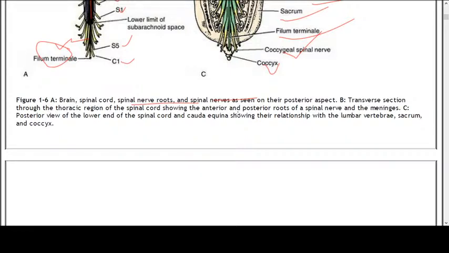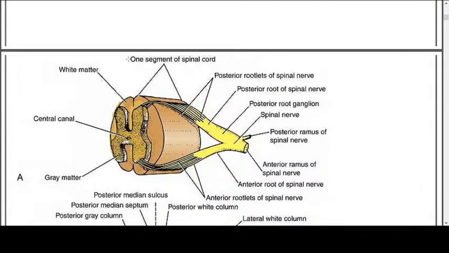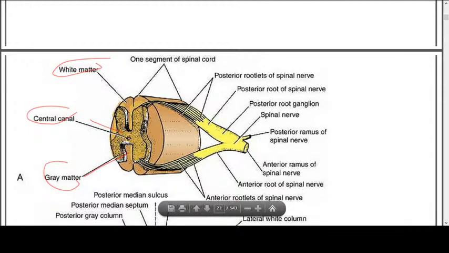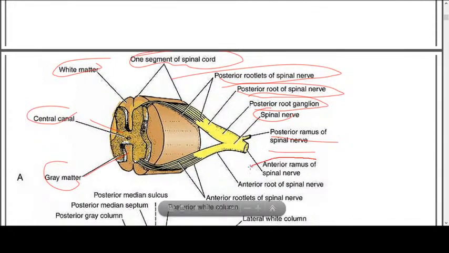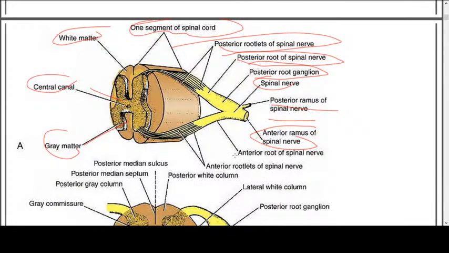Transverse section through the thoracic region of the spinal cord, showing the anterior and posterior roots of the spinal nerve and the meninges. Posterior view of the lower end of the spinal cord and cauda equina, showing the relationship with the lumbar vertebrae, sacrum and coccyx. This is white matter. This is the central canal. This is gray matter. This is one whole segment of the spinal cord. This is the posterior root of the spinal nerve. This is the posterior root ganglion. Posterior ramus of the spinal nerve, anterior ramus of the spinal nerve, anterior root of the spinal nerve, anterior rootlets of the spinal nerve.